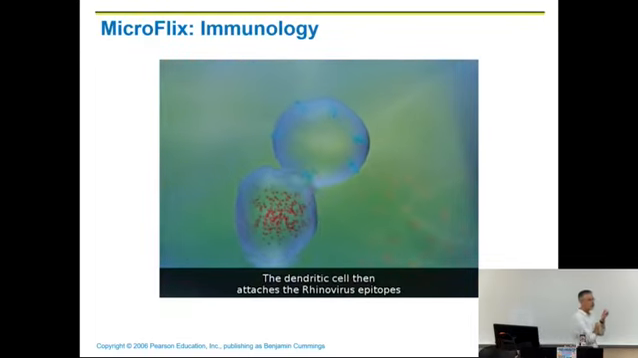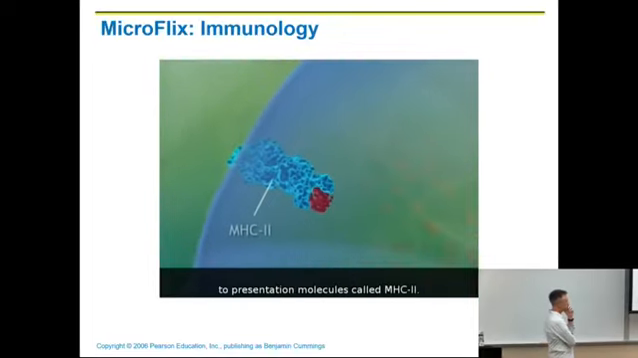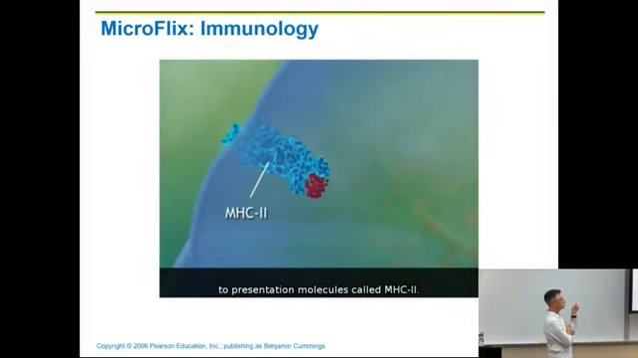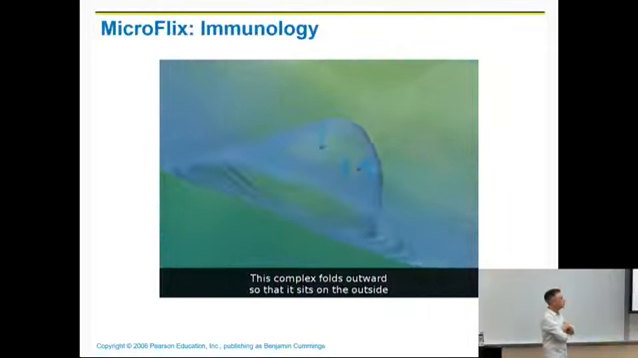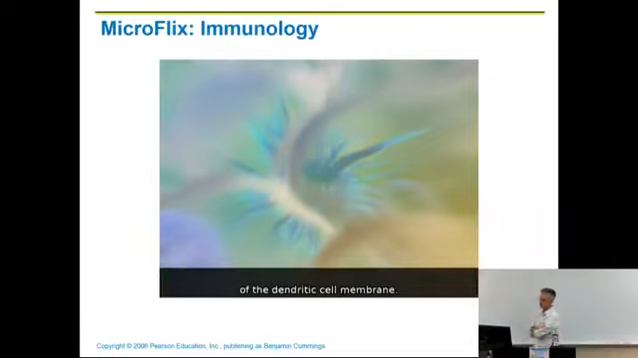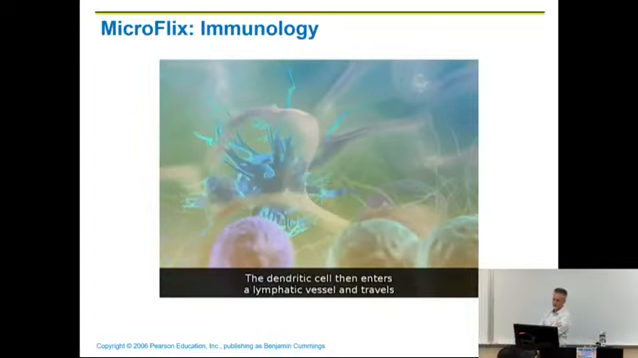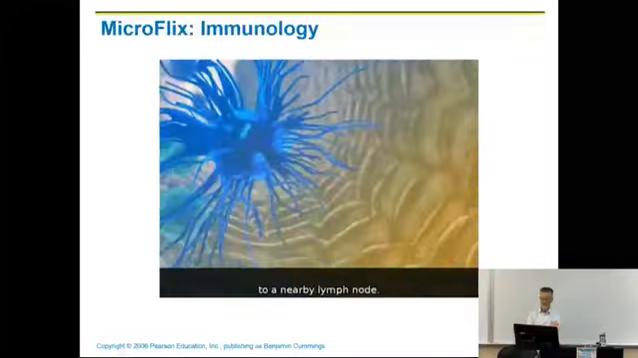The dendritic cell attaches the rhinovirus epitopes to presentation molecules called MHC2, shown on the outer surface. The dendritic cell then enters a lymphatic vessel and travels to a nearby lymph node.